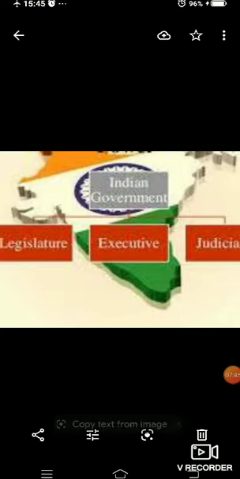All right. Now, how does the government function? The government functions through three organs. Now, what are these organs? These organs are the legislature, executive, and judiciary, like you can see in the image. What are the three organs of the government? Legislature, executive, and judiciary. All right, we need to know this.